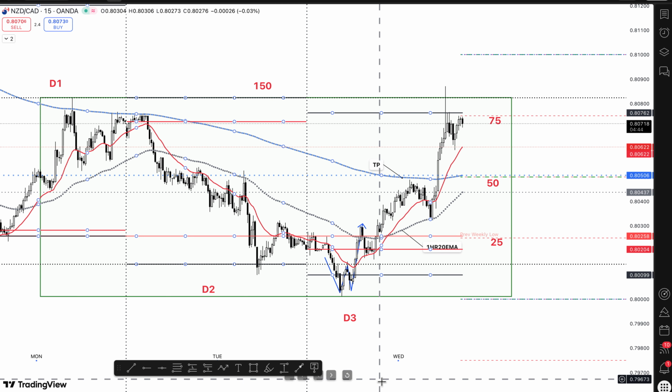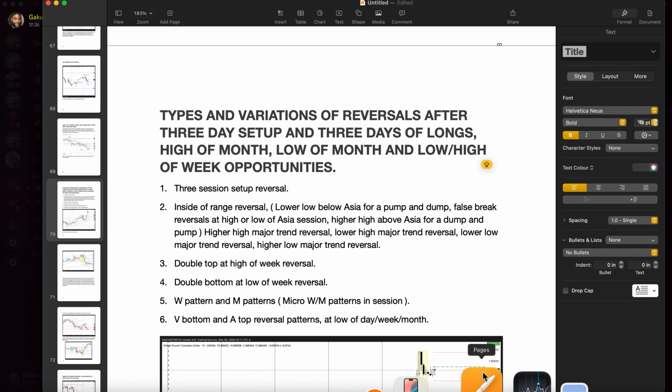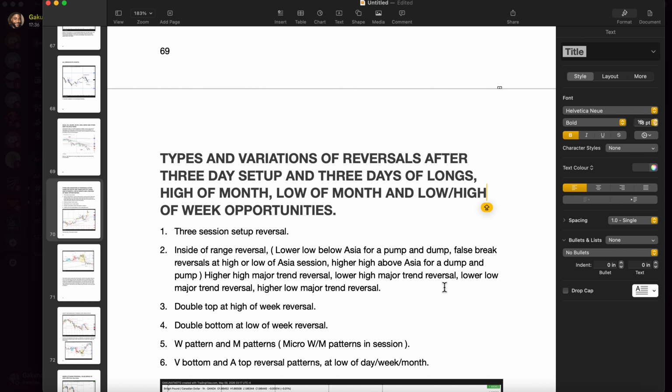And remember, we have types and variations of our reversals. This is the Micro Balance course: types and variations of reversals. After a 3-day setup, 3 days of longs, high of month, low of month, and low or high of week opportunities. Number 1, we have the 3-session setup reversal. Number 2, we have the inside of the range reversal. Number 3, we have a double top at the high of week reversal, double bottom at the low of week reversal. We have double patterns and M patterns at the highs or lows of the week. We have double V bottoms and A top reversal patterns at the high or low of the week.